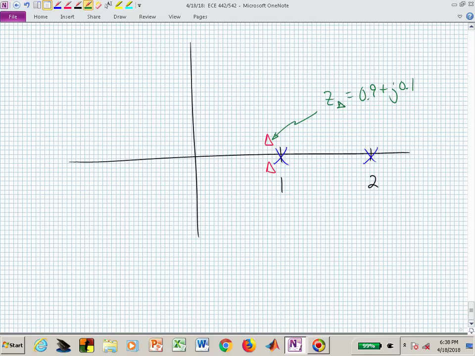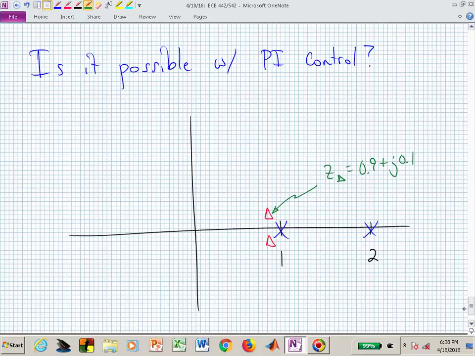How are we going to make this happen? Can we make this happen? We're asking, is it possible to use a PI controller and achieve these triangles? So we want our red lines of the root locus to pass through those triangles, don't we? That's what we're saying. Is it possible to locate a beta such that we have a root locus, 2 branches going through those triangles?